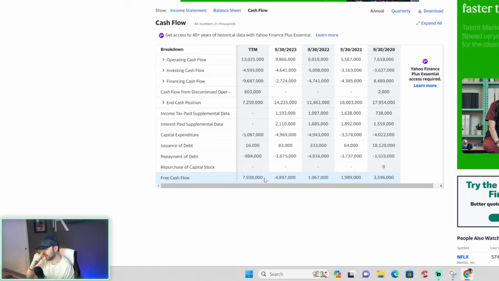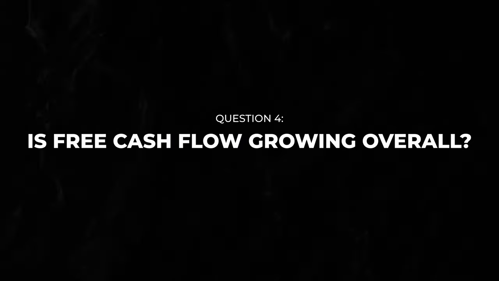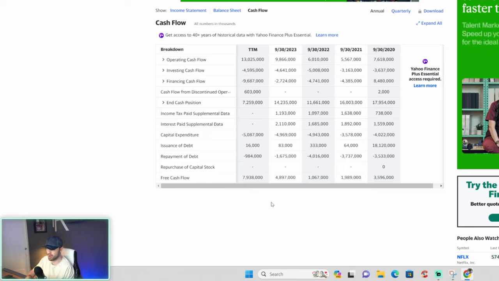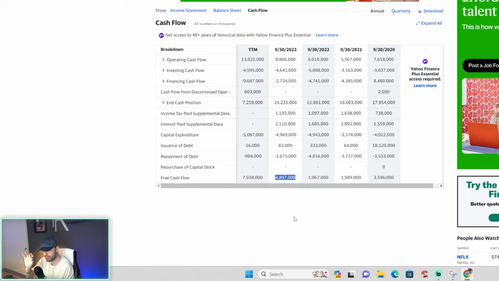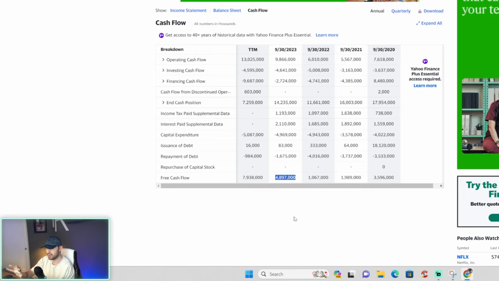Answer to number four, we go back to how we were looking at the revenue. We ask ourselves, is it growing overall and is it growing recently? Is it growing overall? Is TTM greater than 2020? The answer is yes. Is TTM greater than 2023? And the answer is yes. Notice I just got five yeses. What did I say? I look for five or four yeses to invest into a stock. That is simply what I'm looking to do.